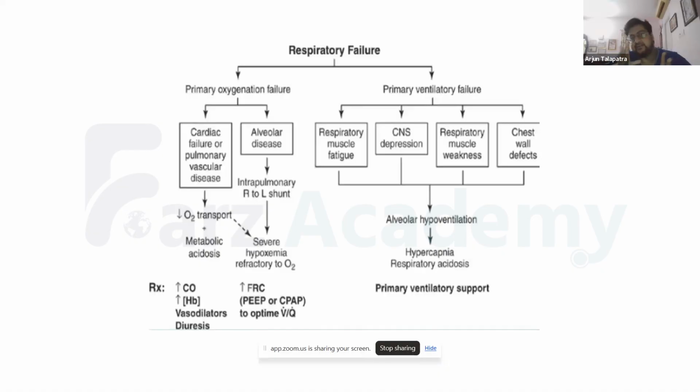So again, you can divide it into a primary oxygenation failure, where you might have a cardiac problem, or an alveolar problem, you might have a shunt, or a VQ mismatch. All of this we have talked about, and obviously there are different therapies depending on the definite pathology. Or you might have a primary ventilatory failure. So respiratory muscle fatigue, CNS depression, muscle weakness, chest wall defects. All of this could also lead to alveolar hypoventilation, leading to hypercapnia and respiratory acidosis.